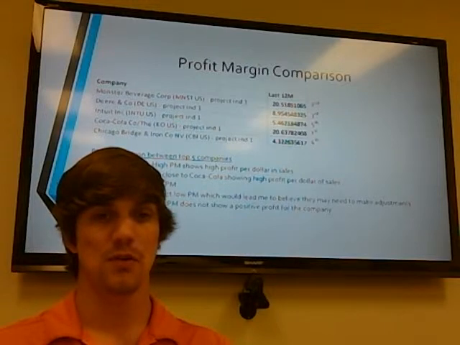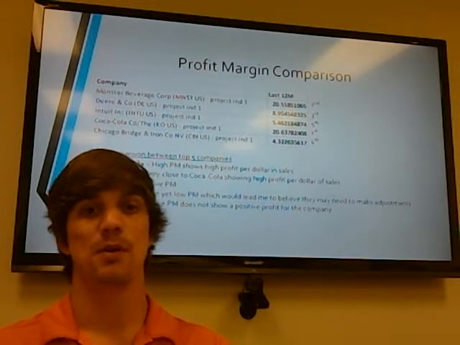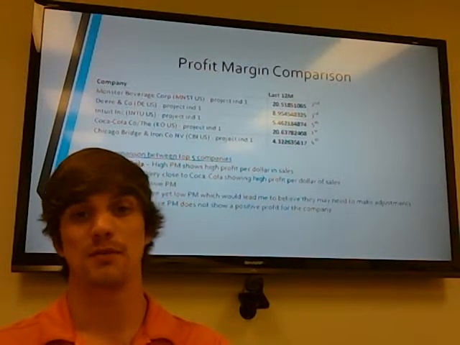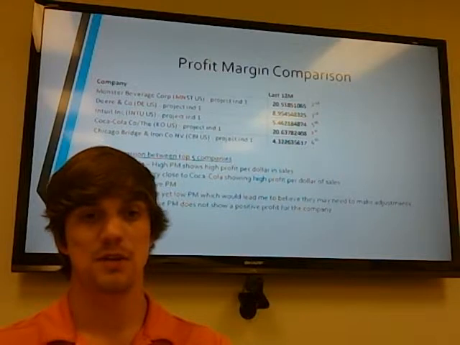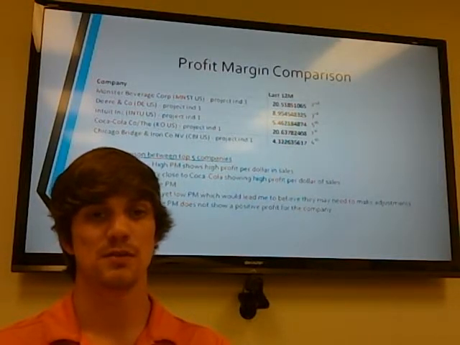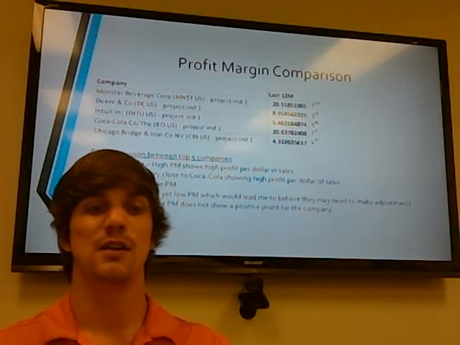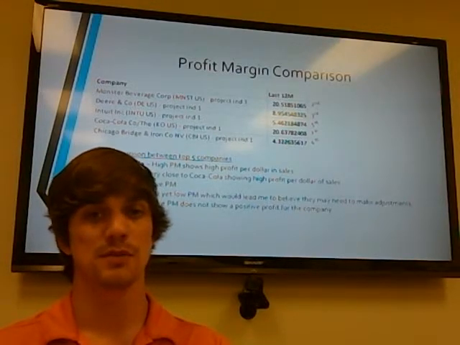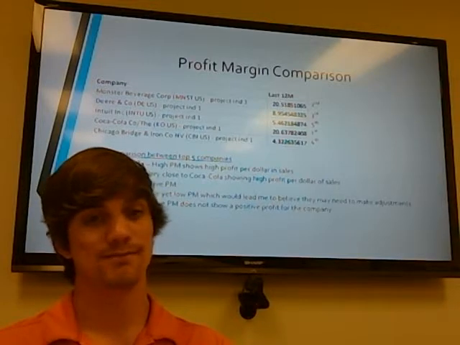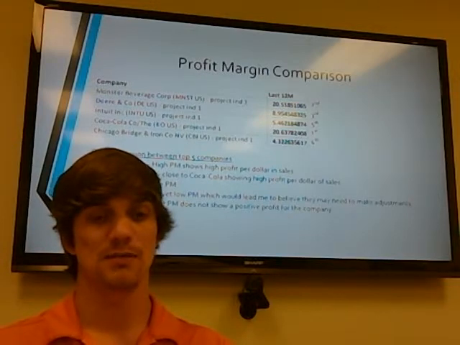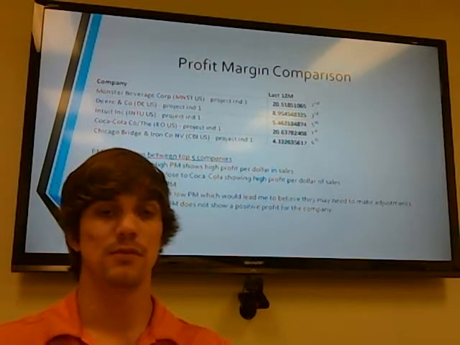So, Coca-Cola's high profit margin shows high profit per dollar in sales. Monster is very close to Coke, showing high profit per dollar in sales. Deere is a positive number, but it was substantially less than the others. CB&I, positive, yet low profit margin, which would lead me to believe that they may need to make a few adjustments. And Intuit obviously needs to make adjustments. They have a negative profit margin, so that doesn't show positive profit for the company.